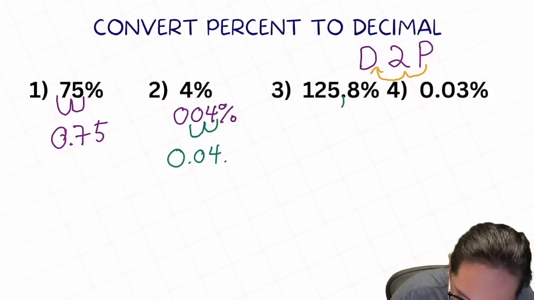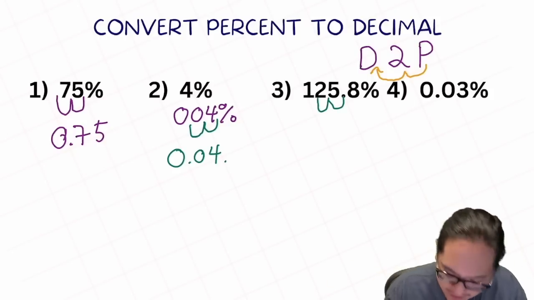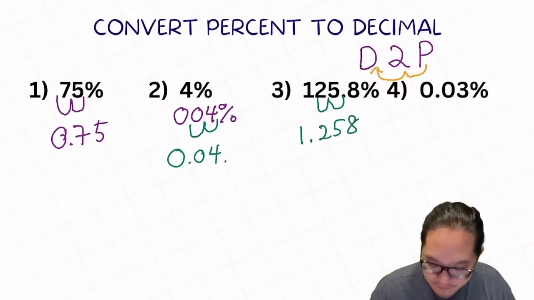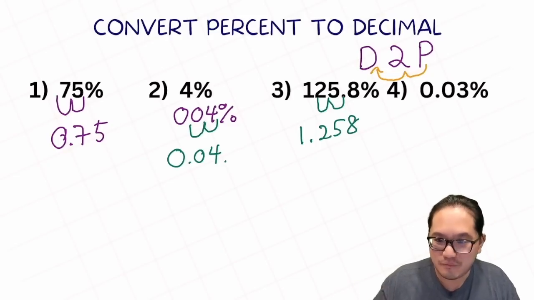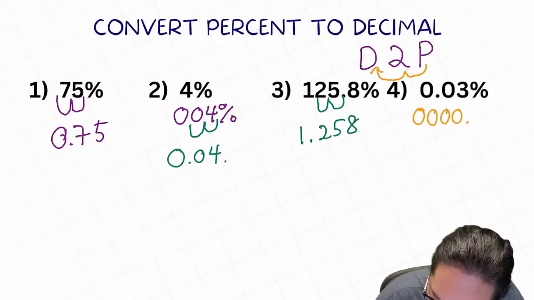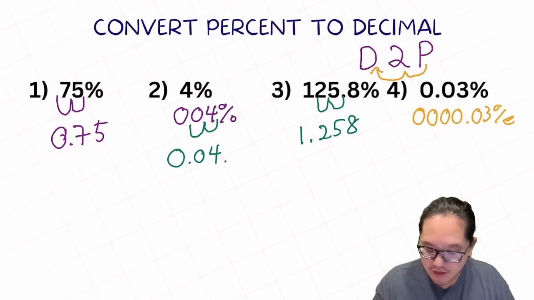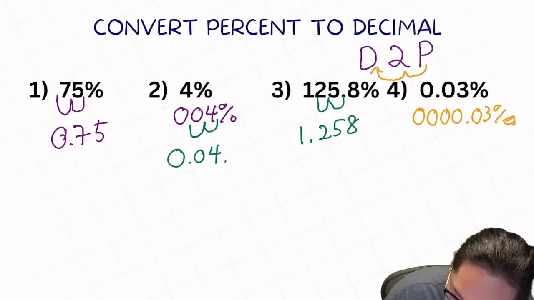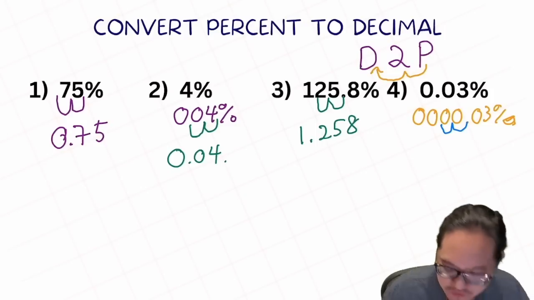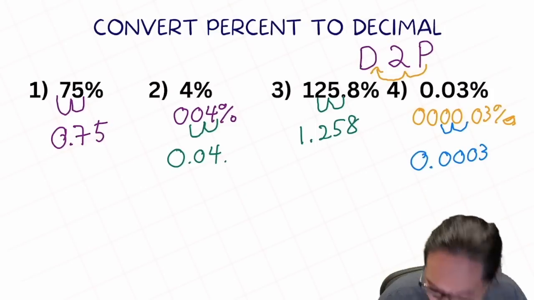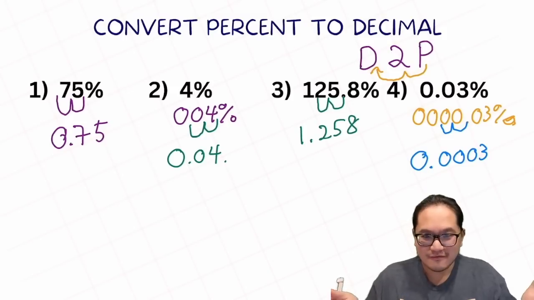The next one, we got 125.8%. All we need to do is move the decimal 2 times to the left. We got 1.258. And for our last example, we got 0.03%. We're missing a lot of 0 up front, right? So if you're not sure, let's add some 0 at the beginning. That will help you understand how many 0 you need to add. Now, all we need to do is move the decimal 2 times to the left. We got 0.0003. And that will be our answer. And that's it. Just that simple.